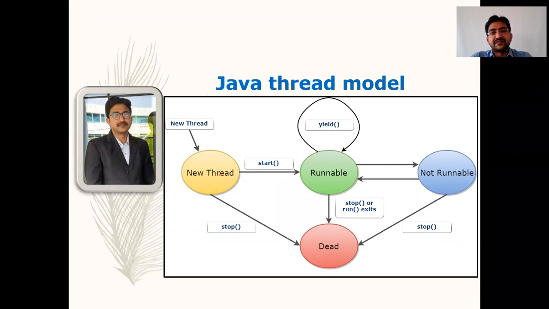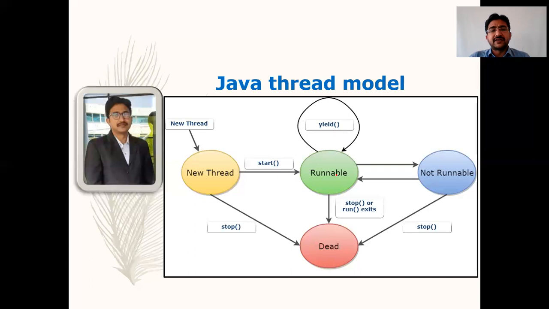If you observe carefully the figure shown here, it's a new thread. Whenever you create a thread, it is a new thread. It will start, and to start that, it will go from one state to another state. Whatever the circles here, new thread, runnable, not runnable, dead, all these are called states. Moving from new thread to runnable is done by the start method.